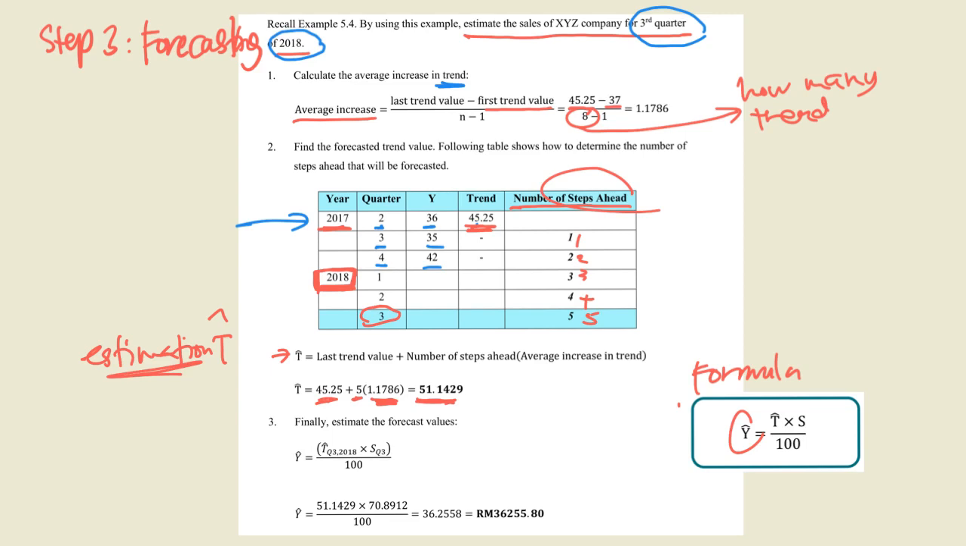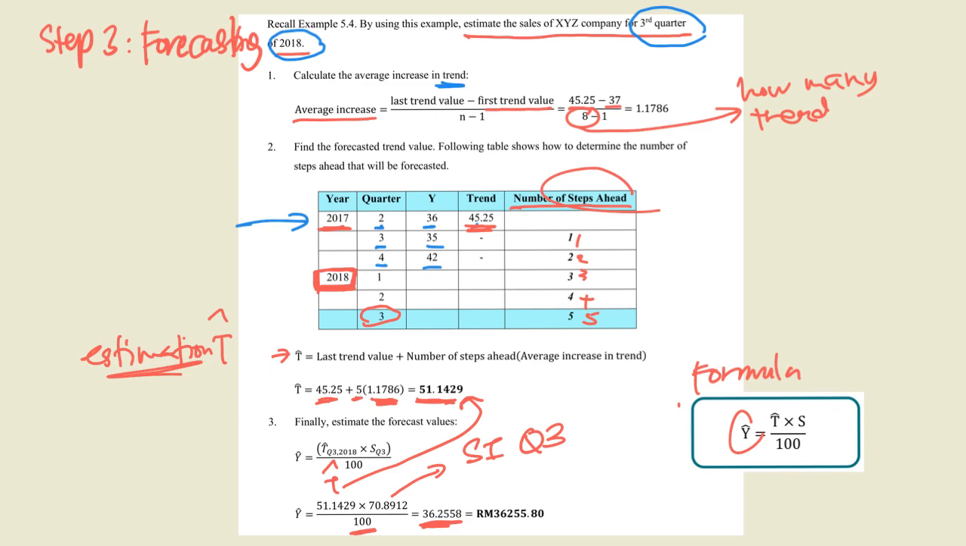So 51 we have from the trend value, and 70 is actually the seasonal index of quarter 3. So you need to check your seasonal indices table, and the value for the third quarter is actually 70.8912, and divide by 100. So the final value you are going to get is 36.2558.